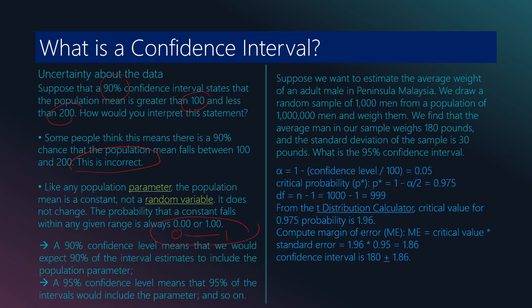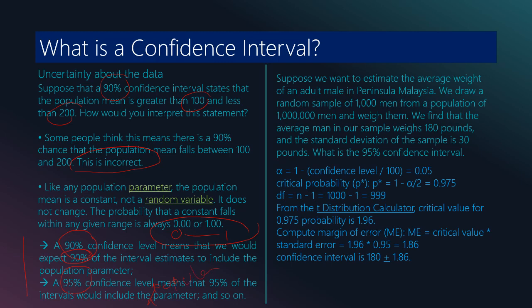So we already learned about this probability. So the true meaning is 90% confidence level means that we would expect 90% of the interval estimates to include the population parameter. Similarly, in the case of 95% confidence level, it means that 95% of the intervals would include the population parameter, and so on.